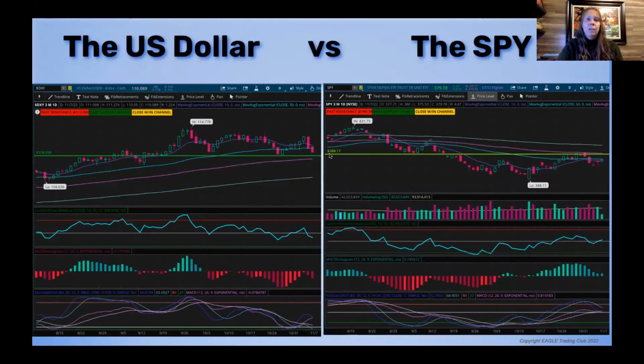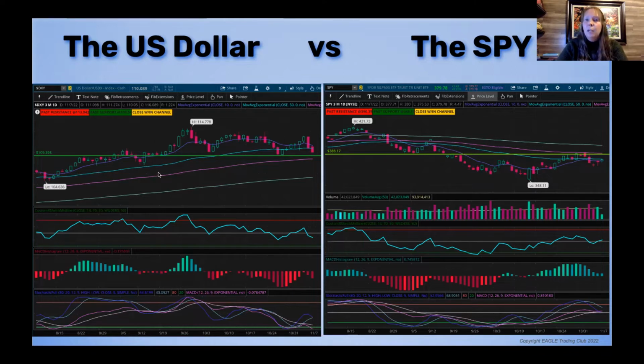I mentioned looking at the US dollar index. You can track this in Ameritrade, right? You just put in a dollar in DXY. That's the ticker right there.